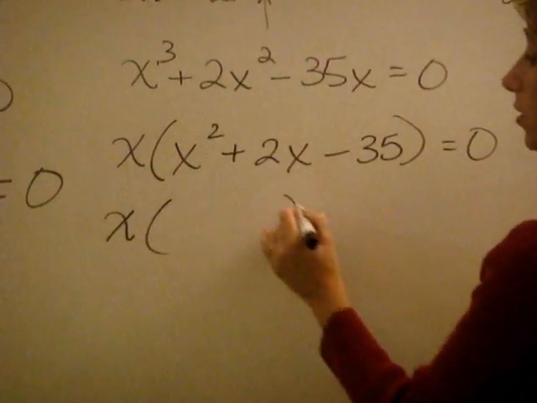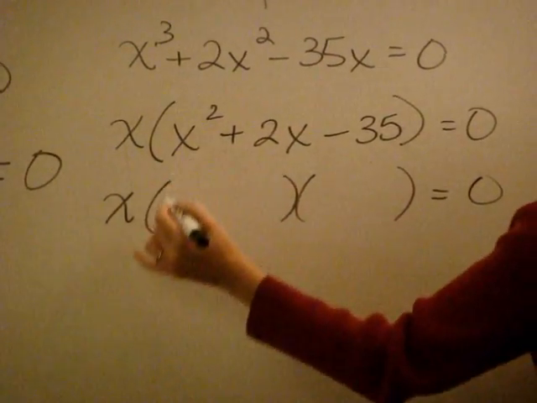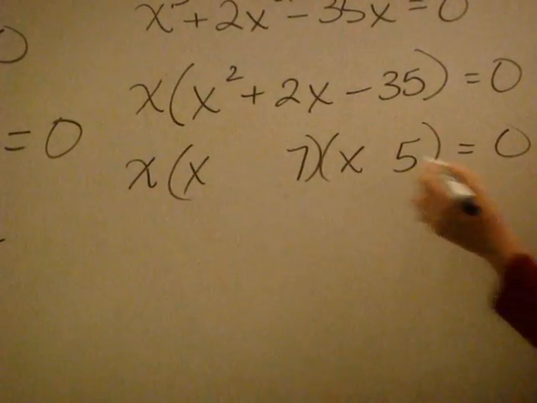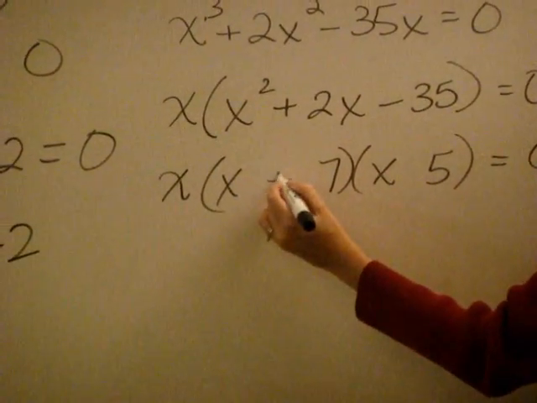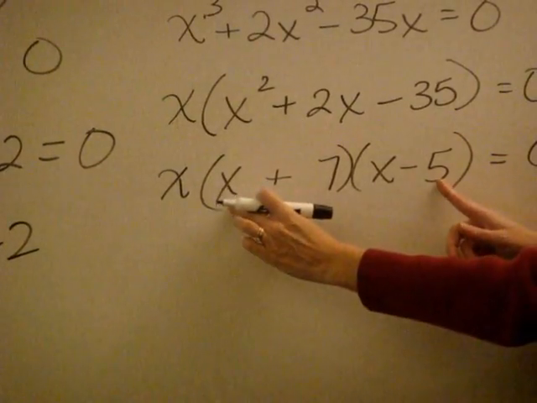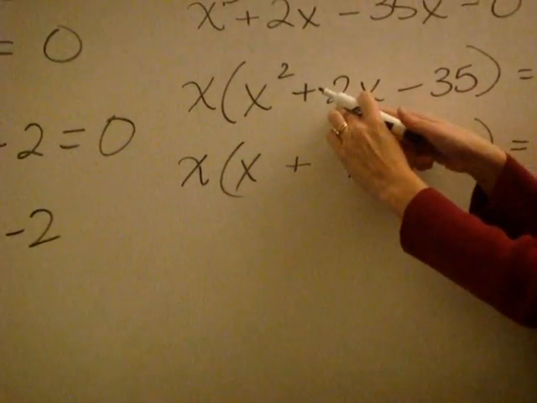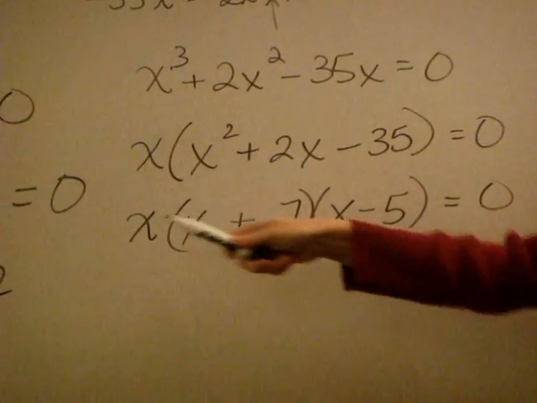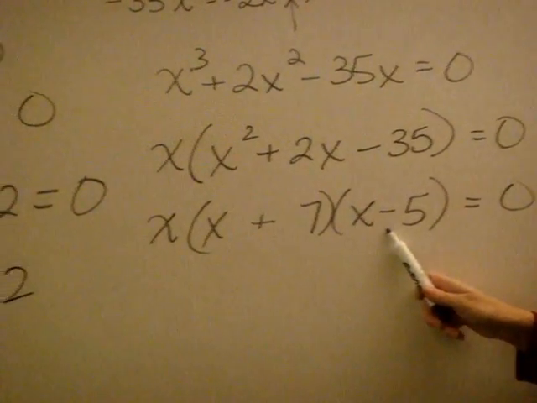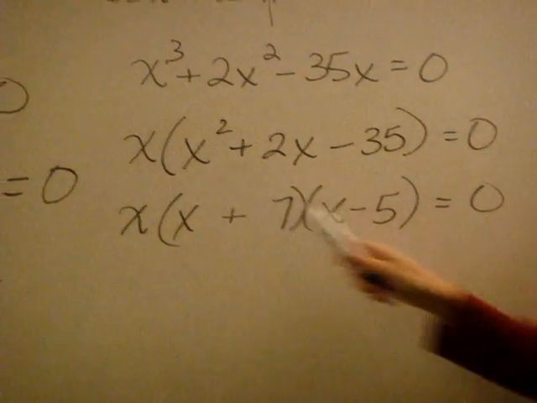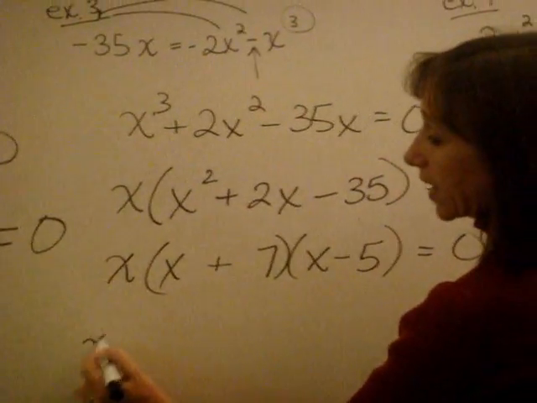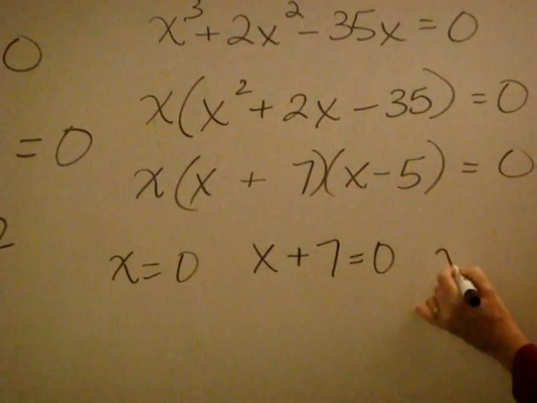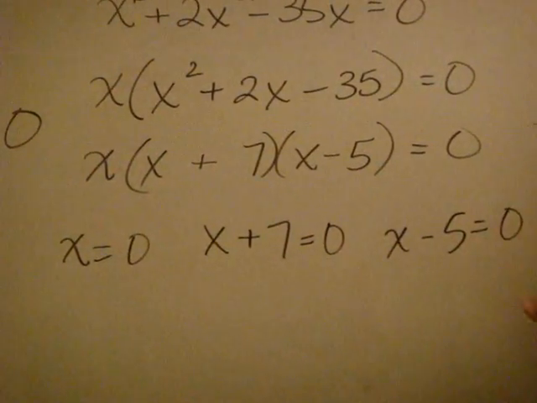We get x, and then we do our two parentheses. x times x equals x squared. We're going to get 7 and 5 equals 35. And if I have a plus 7 and a minus 5, we get minus 5x plus 7x equals plus 2x. So now we have three factors. At least one of these has to be 0 in multiplication for the whole thing to equal 0. So either x equals 0, or x plus 7 equals 0, or x minus 5 equals 0.